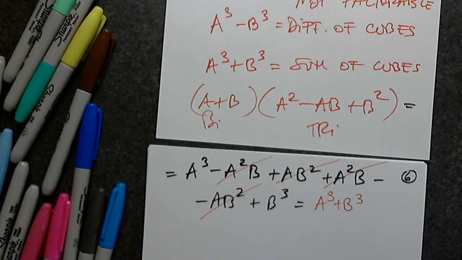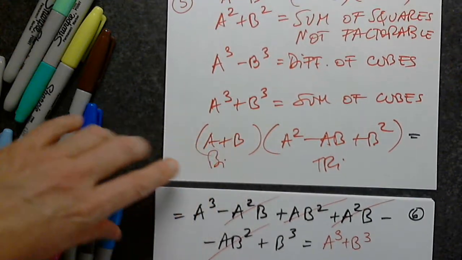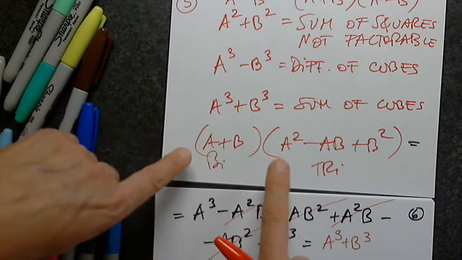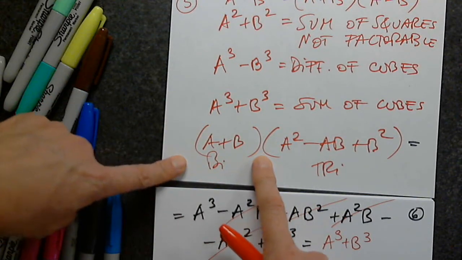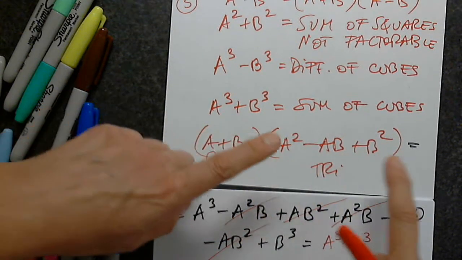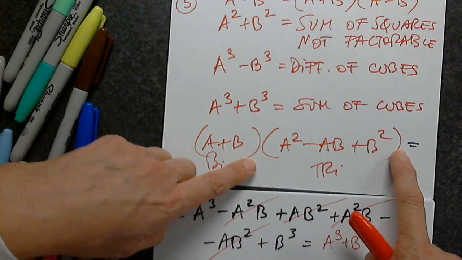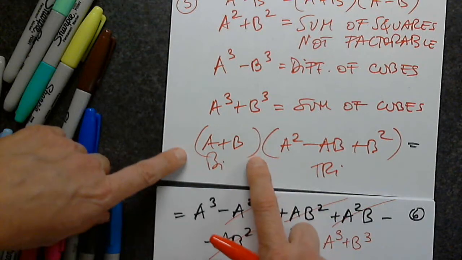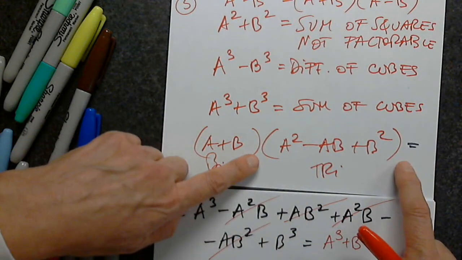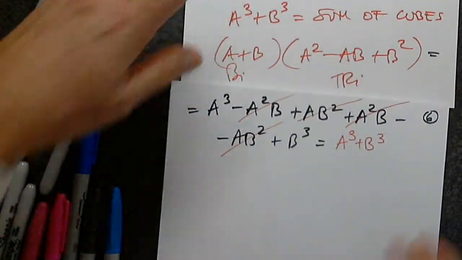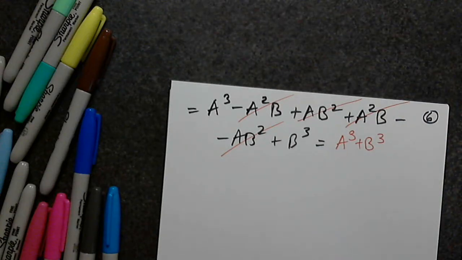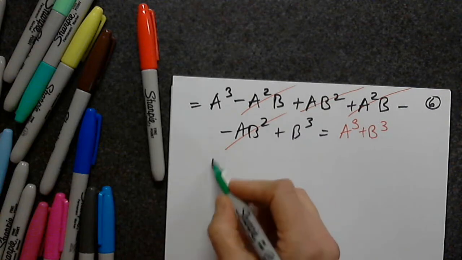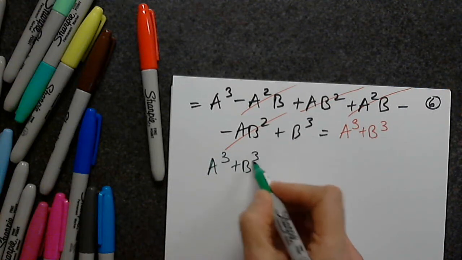So now I can go back and say, how does the sum of cubes factor? And it factors into a plus b times this trinomial. So the sum of cubes factors into a times the trinomial. Correct. So moving forward, we have to remember this. So a cubed plus b cubed.